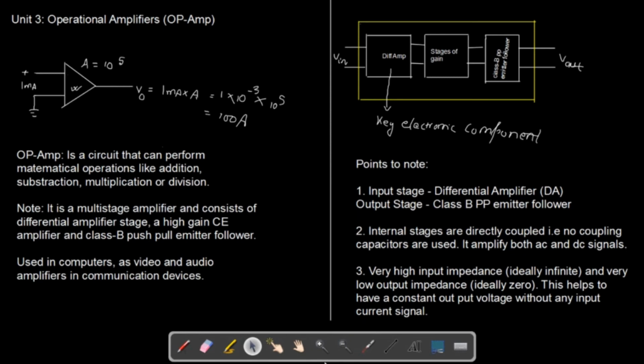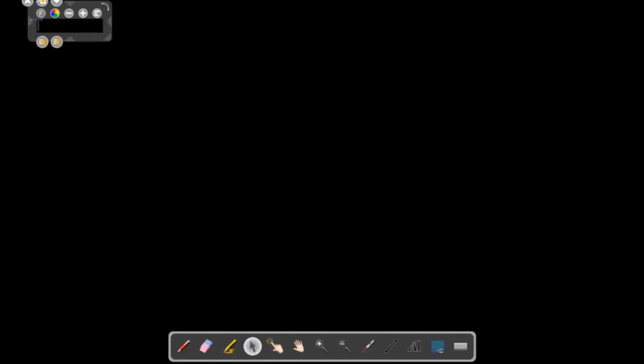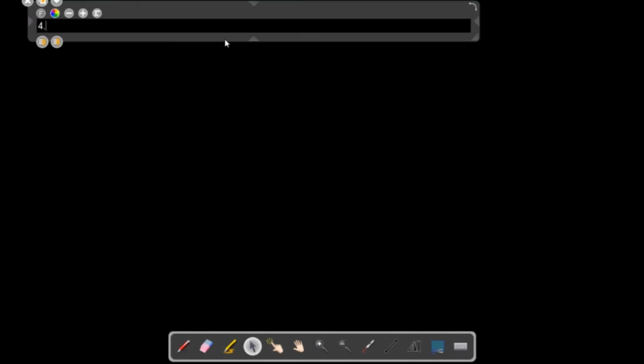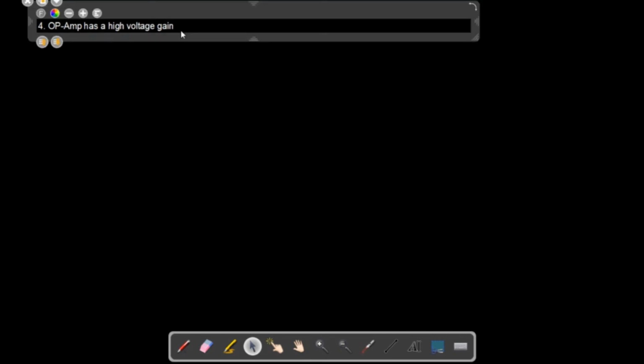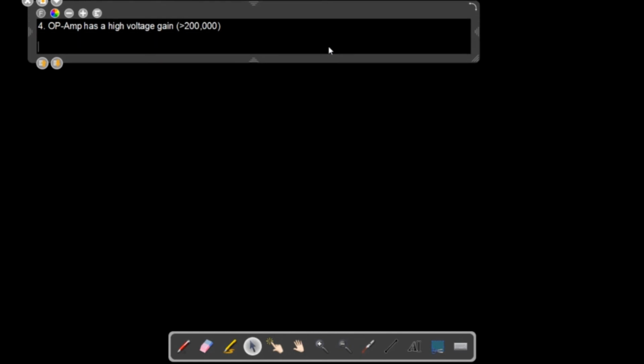Maybe I can just take one more slide. Number 4, an op-amp has a high gain, a high voltage gain. Ideally it should be infinite, but there is always a restriction. Typically it is more than 20,000. Okay, it's not 20,000, sorry, 2 lakh. So it's basically that way. It is mostly operated with negative feedback.